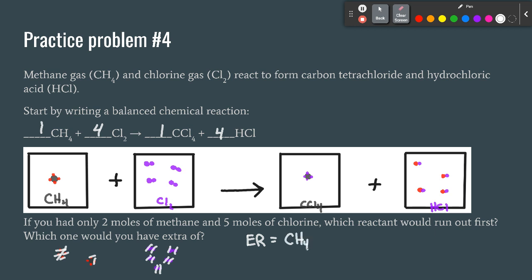Because when we marked through all of our circles down here, we still had some CH4 that we did not mark through. And then our limiting reactant, or the thing we run out of first, is going to be our Cl2, because when we marked through all of our circles in this hypothetical, we ran out of Cl2s first. I hope this makes sense. We're going to do one more practice problem and wrap it up.